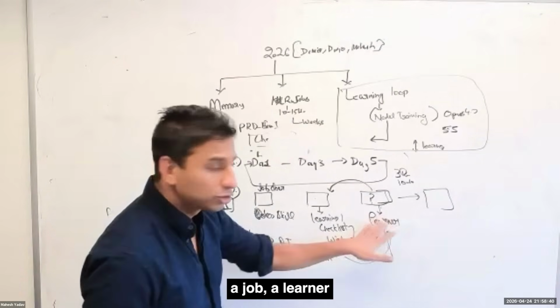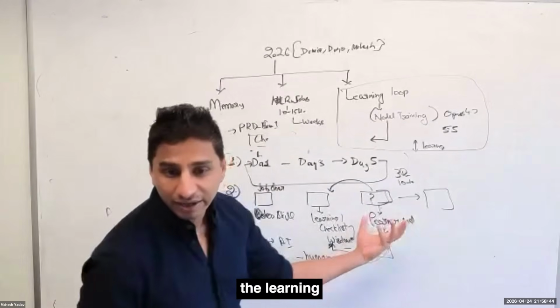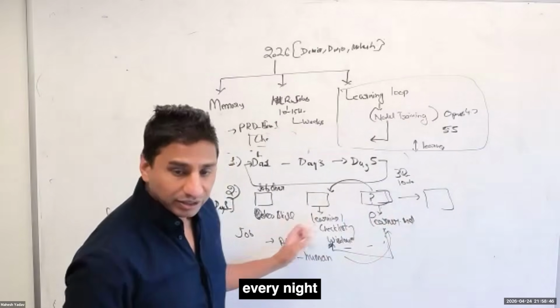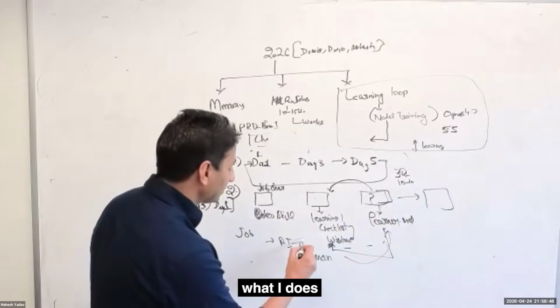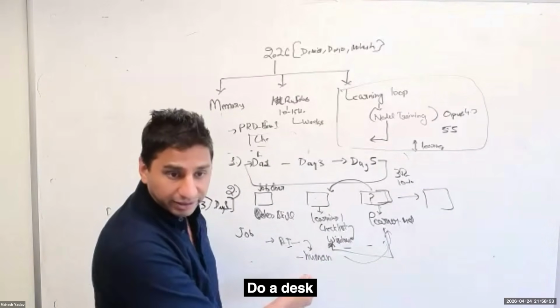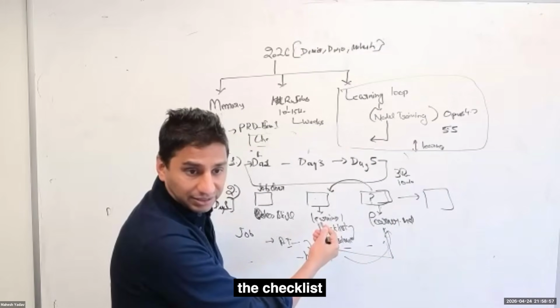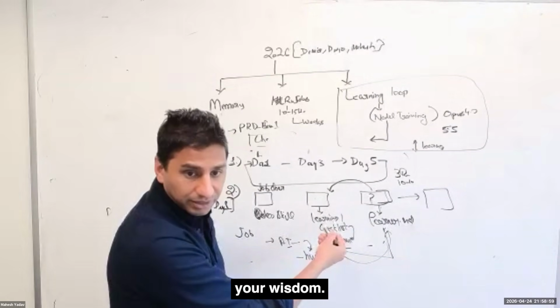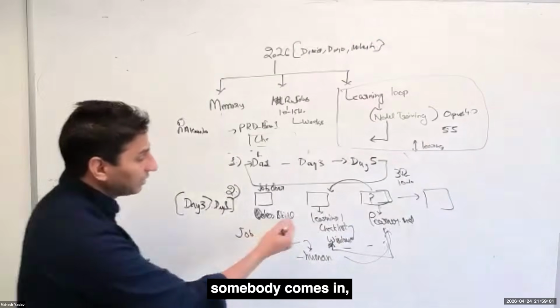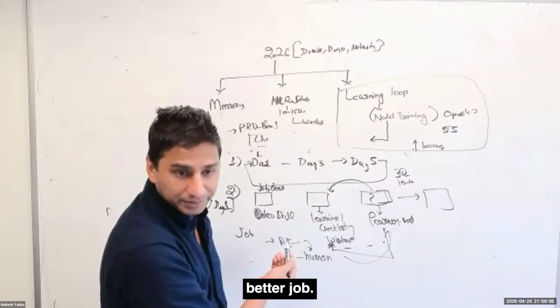Now I have created a job, a learner, and we can schedule the learning: every night, go compare what AI does with what a human came and did on top of it, do a diff, learn from it, and based on that, update the checklist or update your wisdom. Then the next day, if somebody comes in, they get a better checklist. That means they will do a better job.